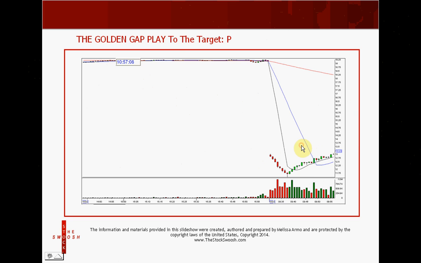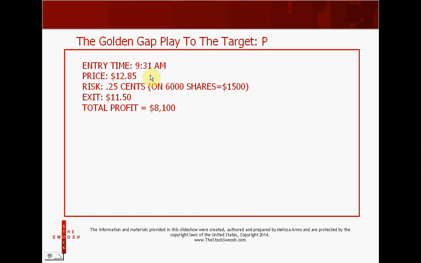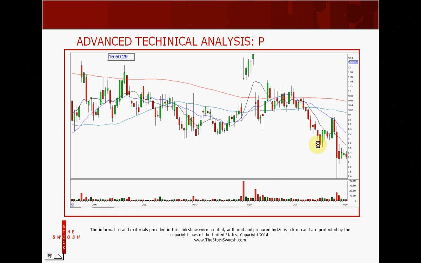And guess what it did? It went even more. And this is what's hilarious, and I love this stuff though. But anyways, this ended up going to the target, the dream target, right in the first move. Look at that. It actually went all the way down to 11.50. If you took the trade and held it all the way down, you made $8,100. I mean, literally, I had 6,000 shares of this. Now, I did risk $1,500 on this. I love the gap. This is what is so fantastic about what I do.